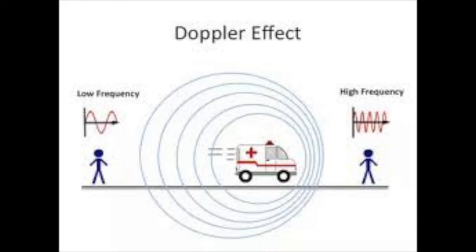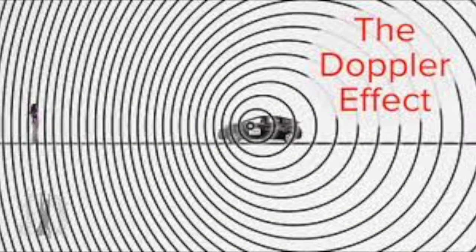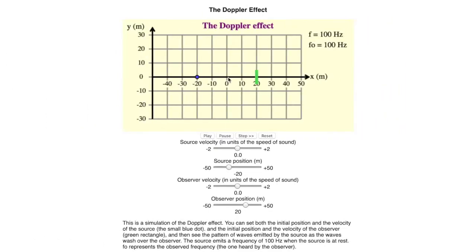The Doppler effect is the change in frequency of a wave dependent on whether the source is moving towards or away from the receiver. It's hard to comprehend by just hearing it, so I found a really helpful demonstration on how it works.